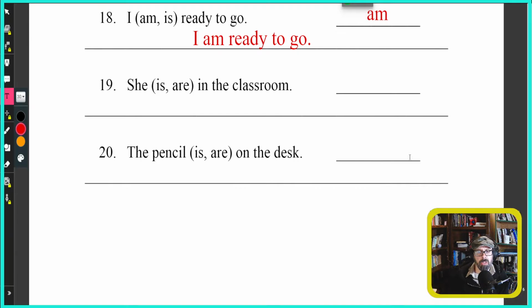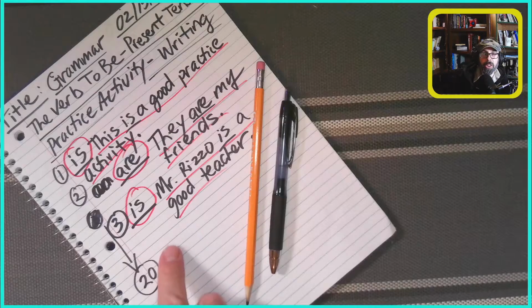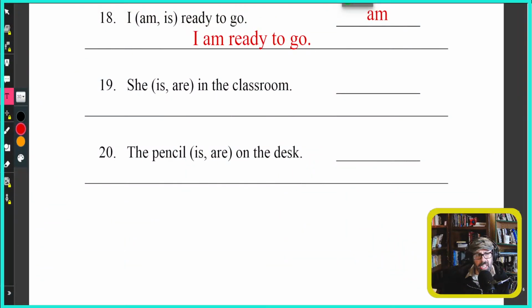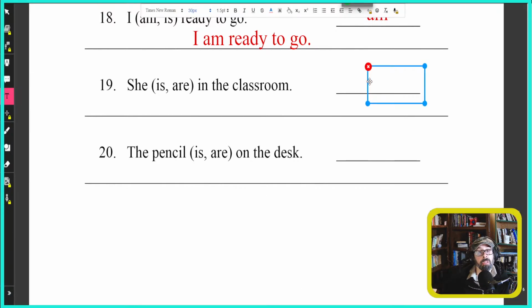She is or she are in the classroom? Is or are? Okay. Write in your answer. Is or are. Okay, 19. She is or she are in the classroom? Okay, 19. Correct answer. She is in the classroom.